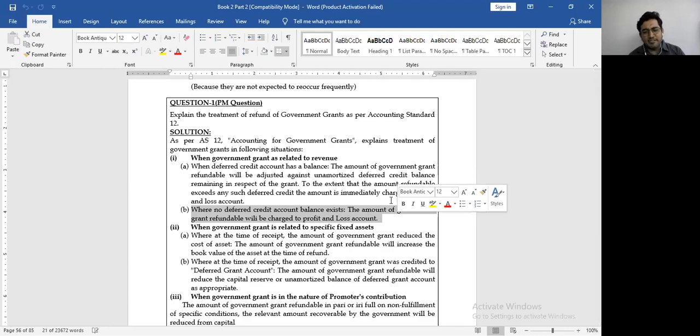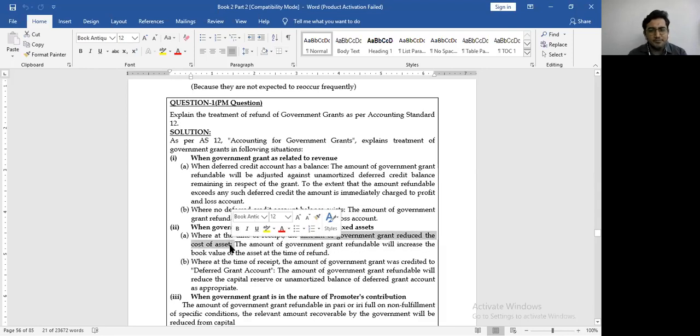Okay, when government grant is related to specific assets, what will you do? If at the time of receipt the amount of government grant is reduced from the cost of the asset, tell me quickly on the chat box. When they say the government grant was reduced from the cost of the asset, which approach are they talking about? Everyone on your chat box, they're talking about the capital approach.